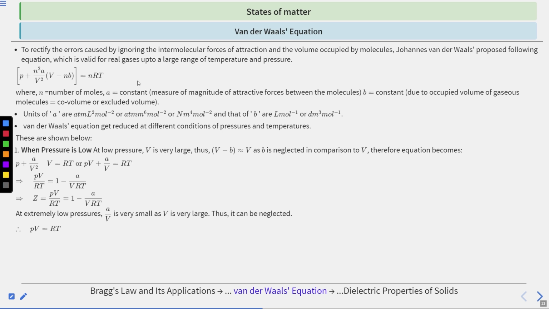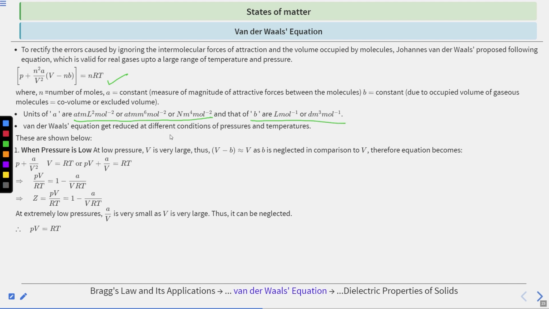To rectify the errors caused by ignoring the intermolecular forces of attraction and the volume occupied by molecules, Johannes van der Waals proposed the following equation. So this is the equation where n is the number of moles, a is a constant, and b is also a constant. Units of a and b are given here.